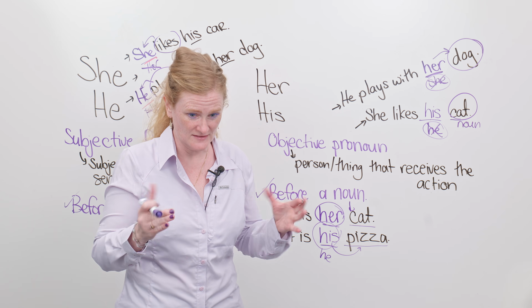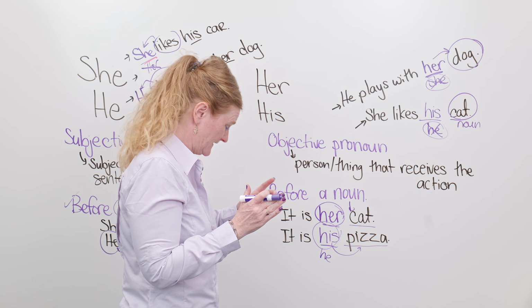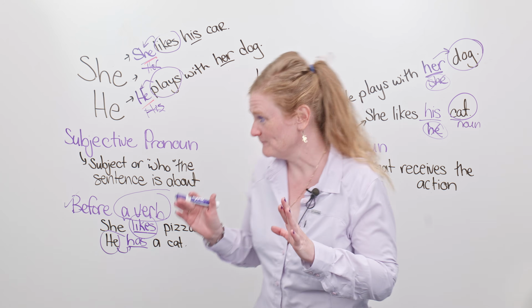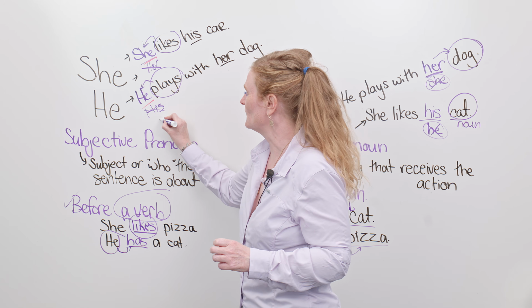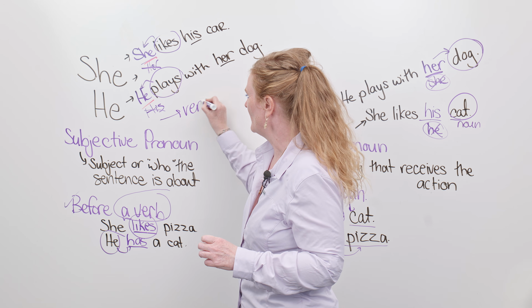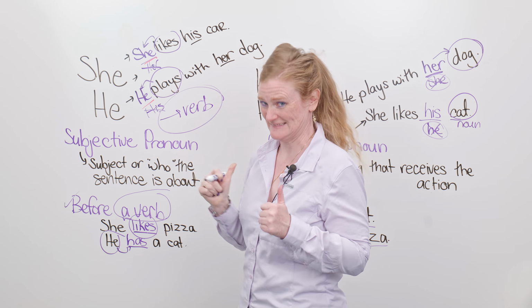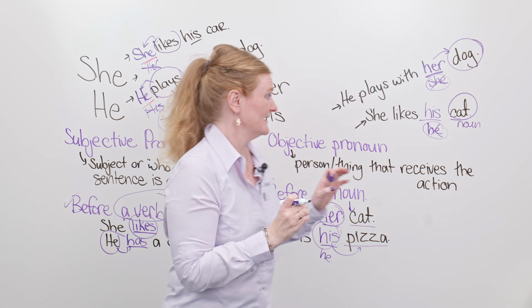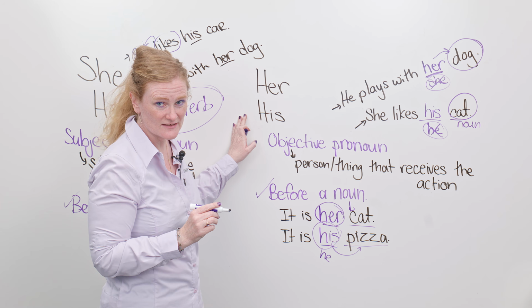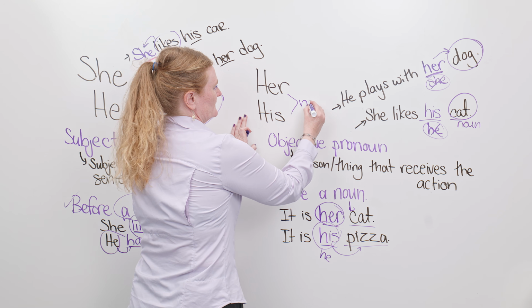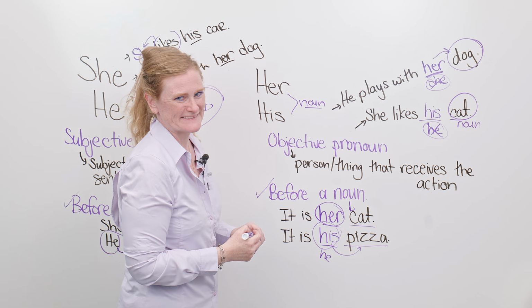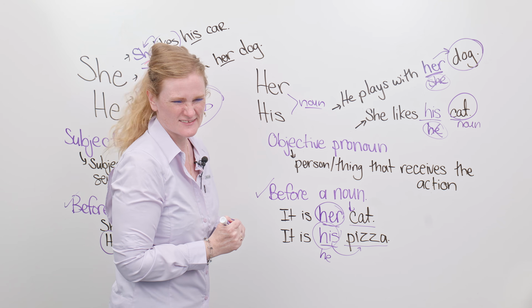So here's the easy way. Remember it like this. She and he is going to come before a verb. Her and his is going to come before a noun. Got it? It's easy this way.